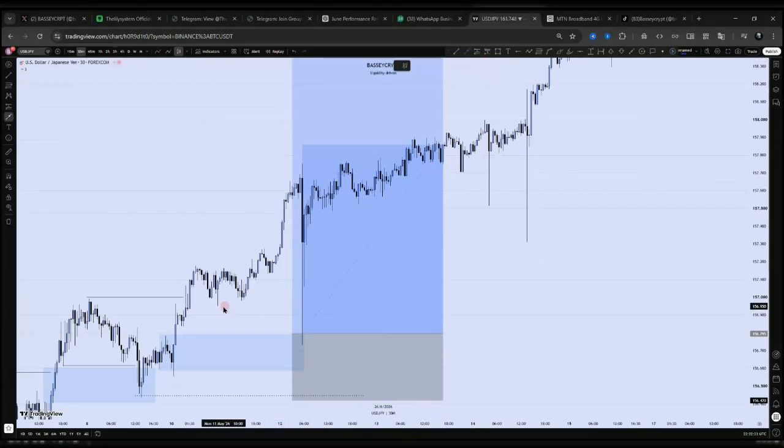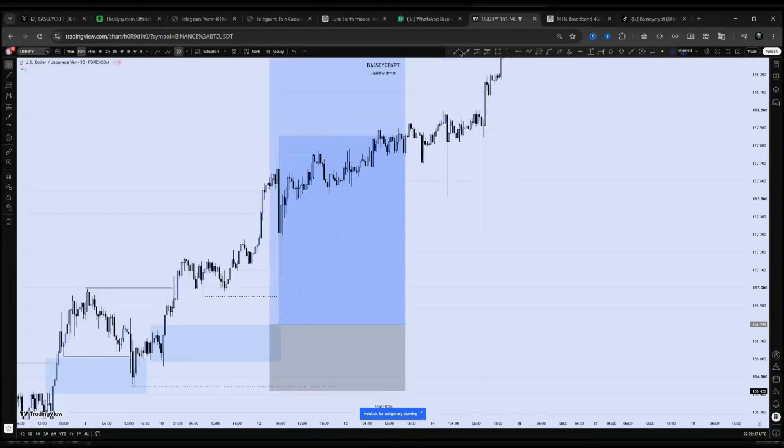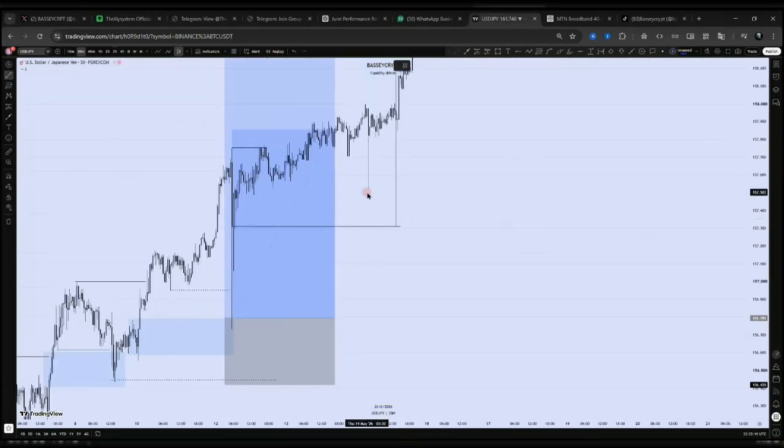So what happened next? You see price giving us a break of structure, at this level, this area. This is a break of structure. Then price came back to the rejection block, came to the rejection block at this level, and then it started buying.